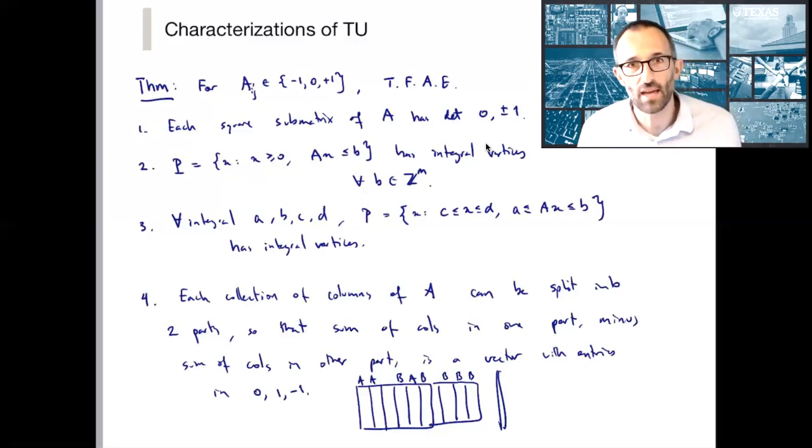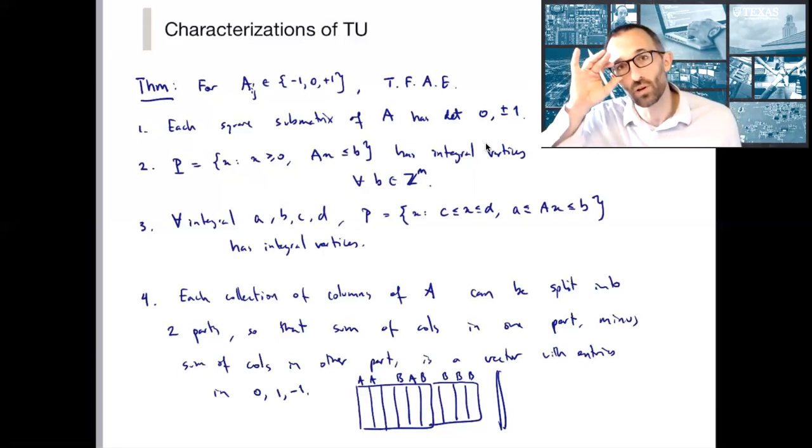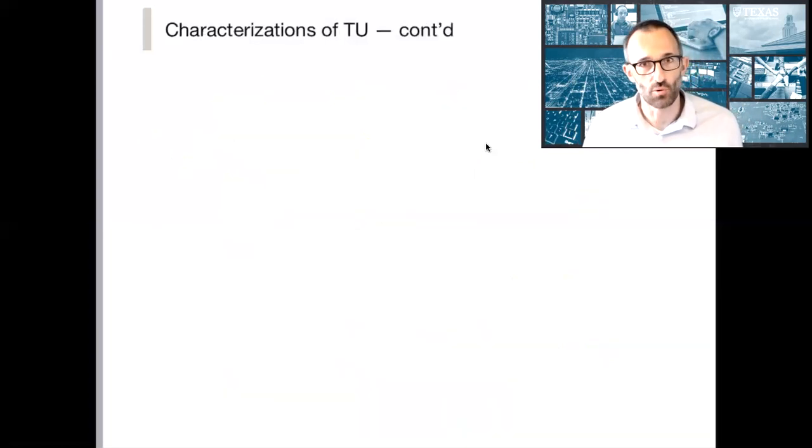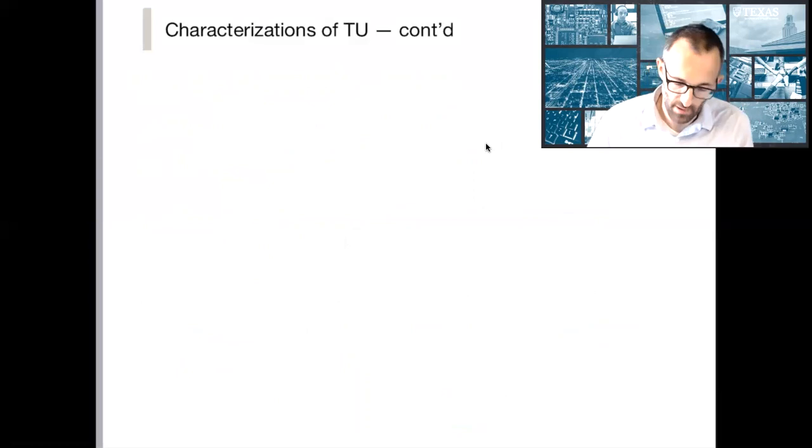And if you think about that for a minute, and the fact that A is totally unimodular if and only if A transpose is totally unimodular, you can see that this is very close to the reasoning for bipartite matching. It has a lot to do with the characterizations for bipartite matching.